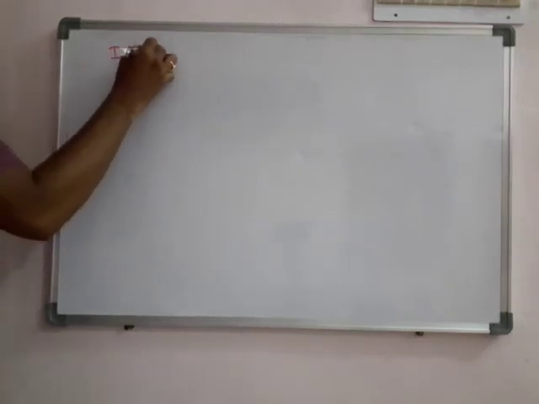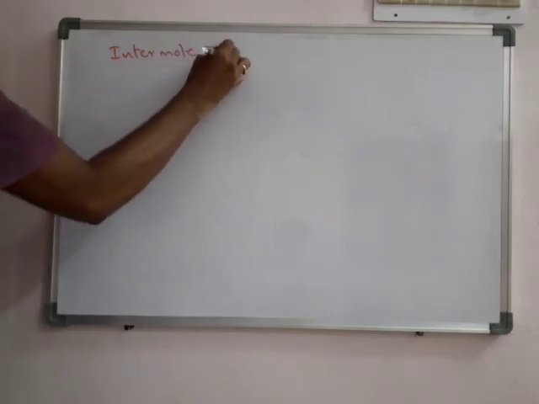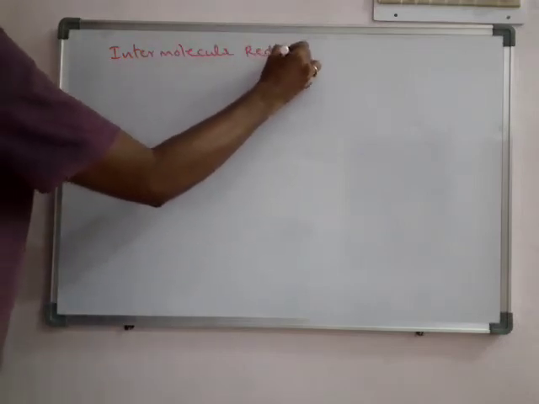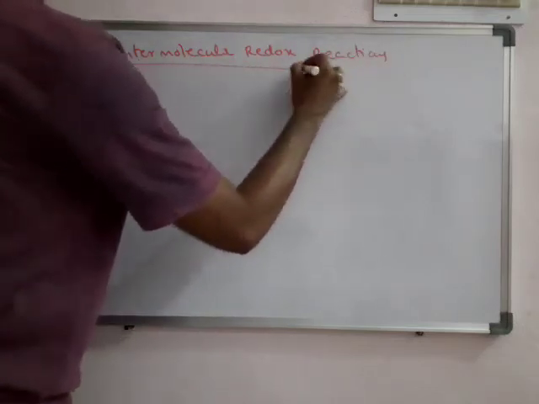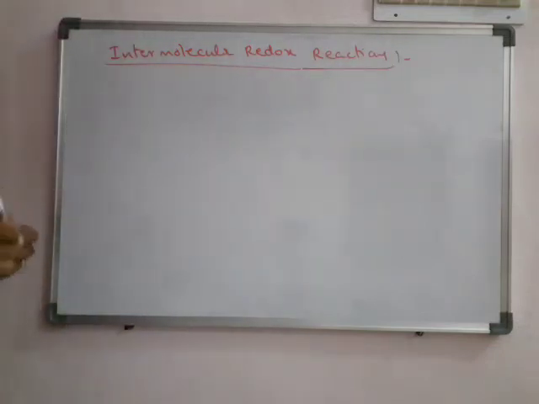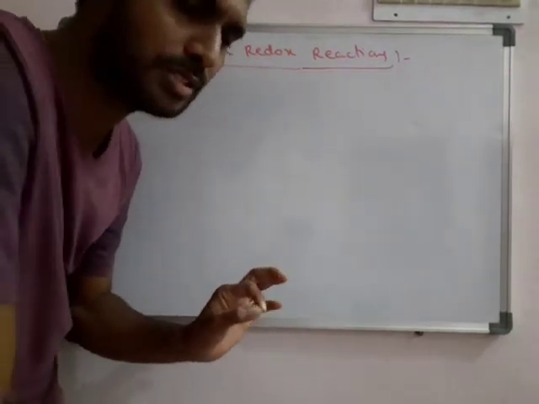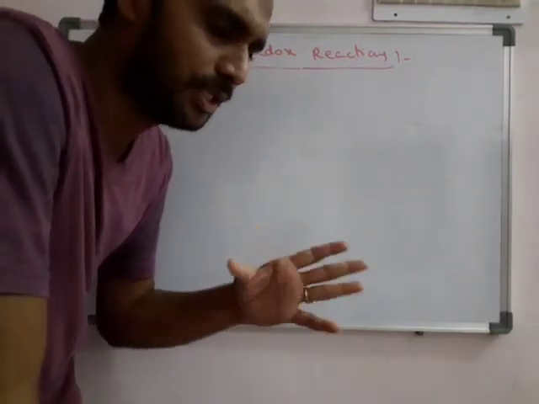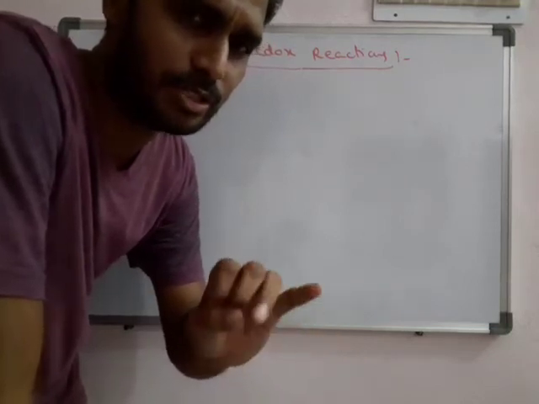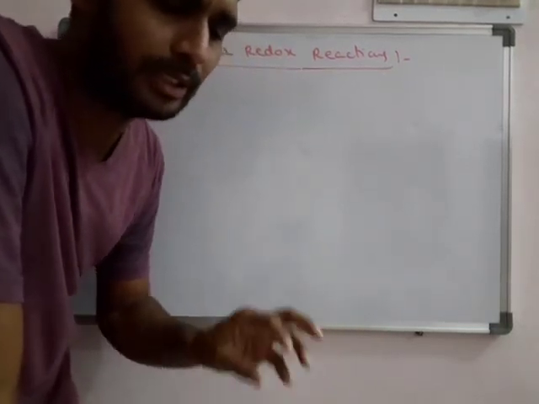This is a totally different classification, that is intermolecular redox reactions. Intermolecular redox reactions are not a big important type, but questions may be given based on them. In redox reactions, reduction takes place and oxidation takes place, no doubt, in it.